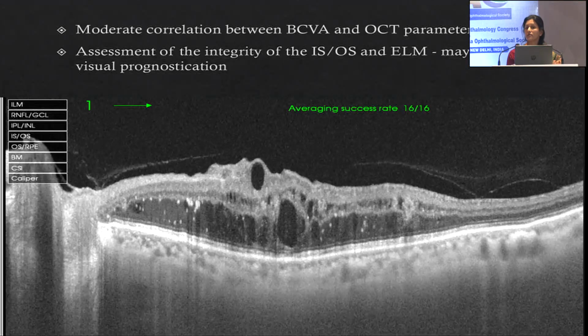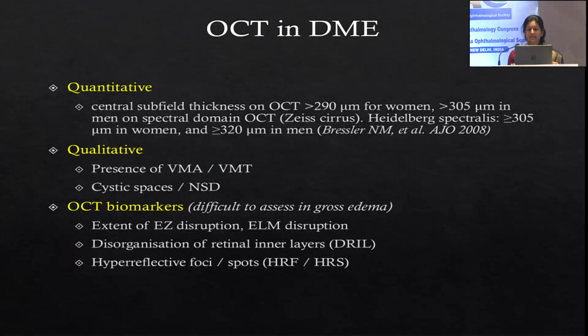So, then what is it on OCT that we can use to prognosticate our patients? It is these three layers, the ISOS junction and the external limiting membrane. If they are continuous, the patient is likely to have a better visual prognosis after treatment of the macular edema. So, just to summarize, OCT in diabetics gives us quantitative information as in the central subfoveal thickness. In India, we usually take 300 as the cutoff currently.